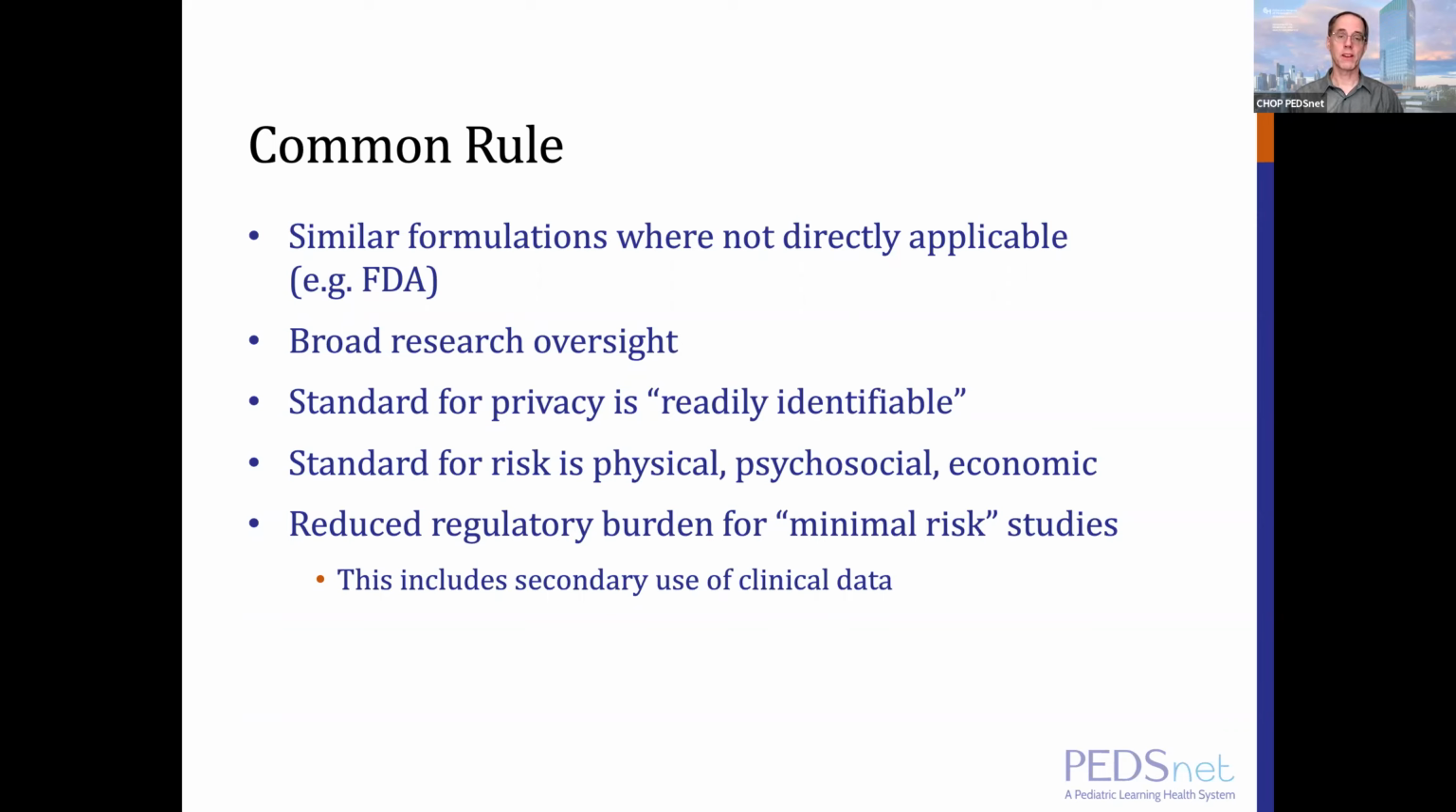Conversely, there is a reduced regulatory burden for studies that are designated minimal risk, so that don't engage one of these particular risk categories. And in particular, in the current common rule, there is a provision made for secondary use of clinical data, so data that were obtained during the routine process of patient care and not specifically for the research, and were obtained and are managed by a HIPAA-covered entity. So in these circumstances, there are minimal requirements for IRBs to provide oversight or for investigators to provide detail in the ways in which the data will be used.